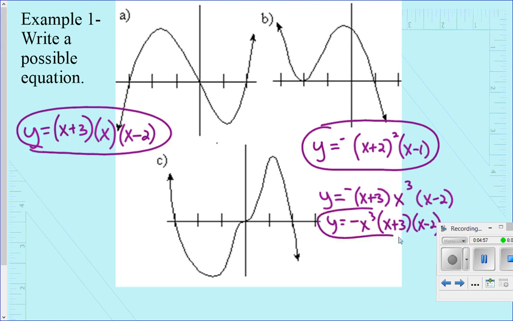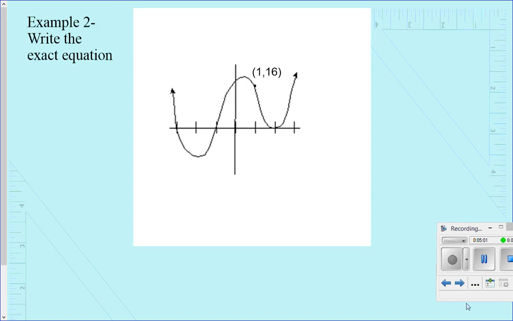And that's my possible equation. Okay, so this one we're supposed to write the exact equation. So hopefully you realize the difference here. Exact means we're going to solve for that a value in the front. We're going to figure out whether the polynomial has been vertically stretched or compressed. And we're able to do that because notice we were given a point this time. So we'll be able to solve for the a, just like we did in the quadratic unit.